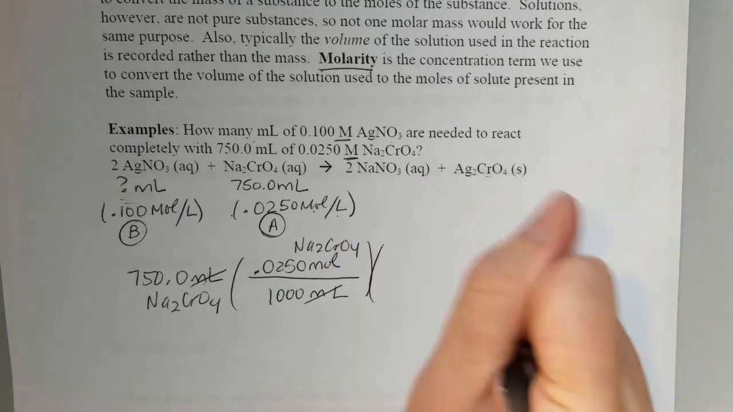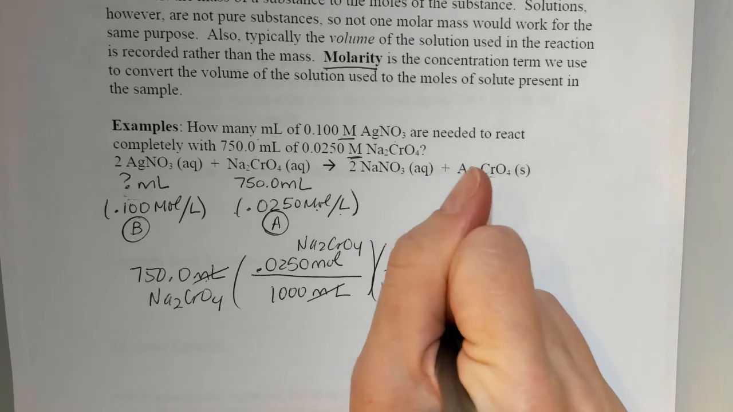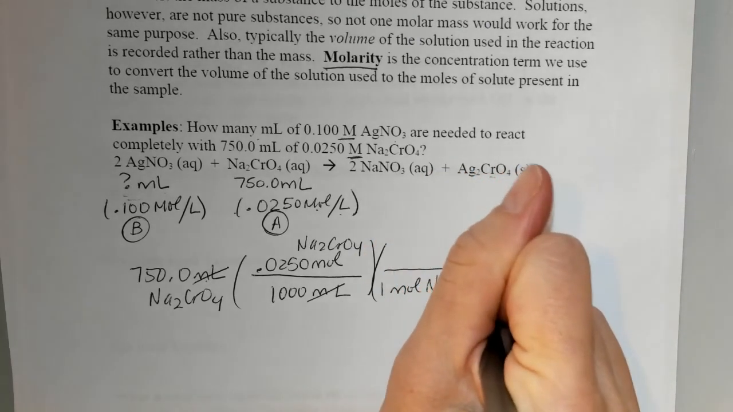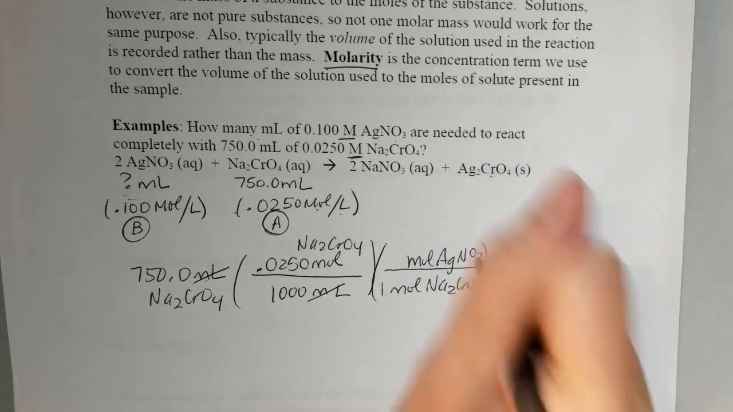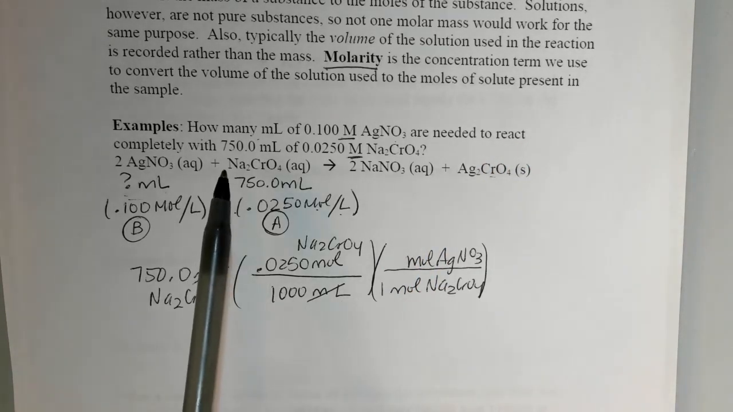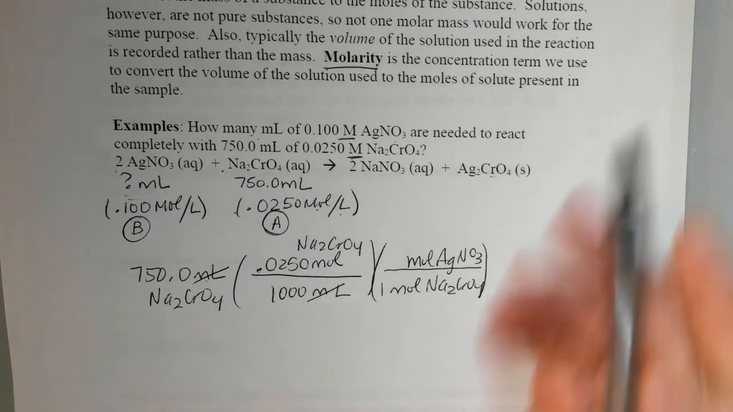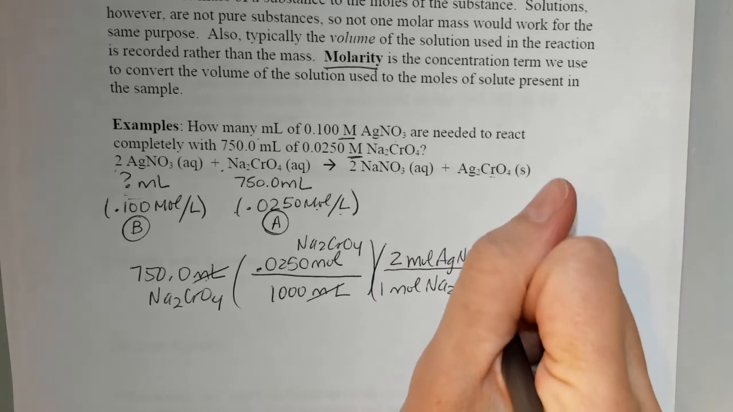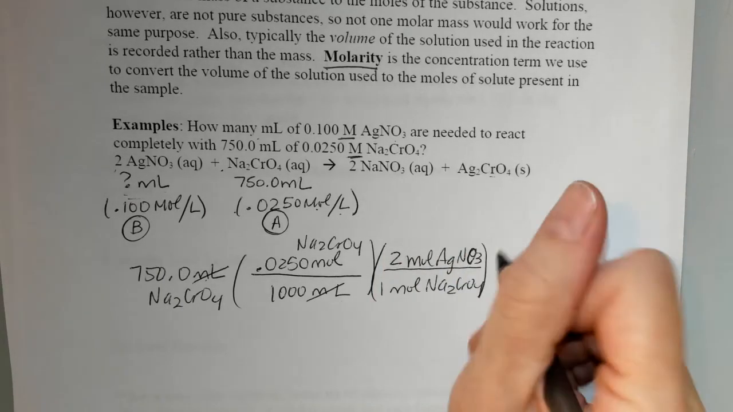Then next step is we need our mole to mole ratio. So on the bottom, getting rid of sodium chromate, and on the top, going to silver nitrate. All right, and so for this, we pull in those coefficients from the balanced equation. So for every 1 sodium chromate, we need 2 silver nitrates. So the 2 is the coefficient for the silver nitrate.